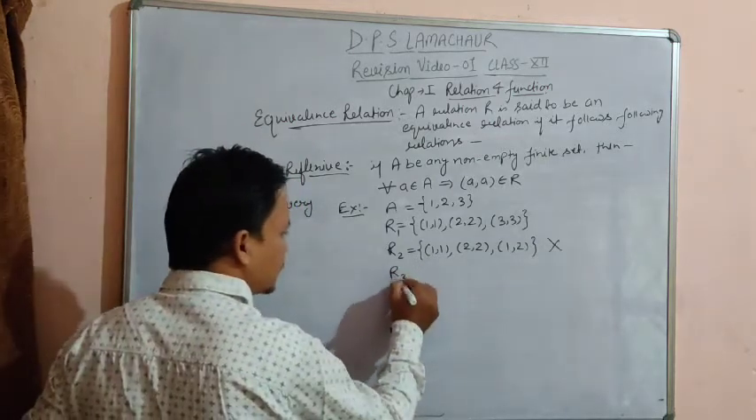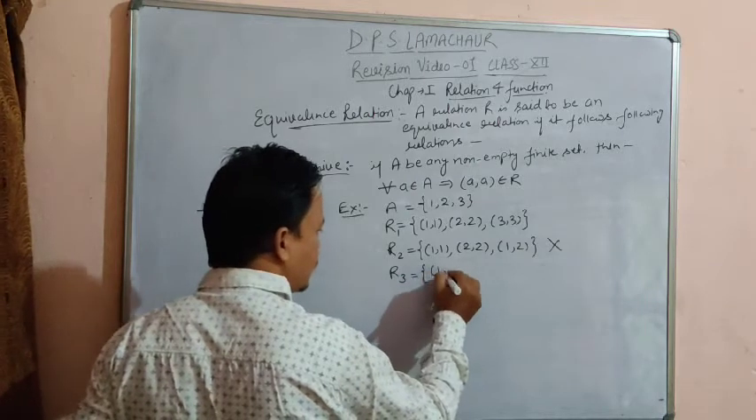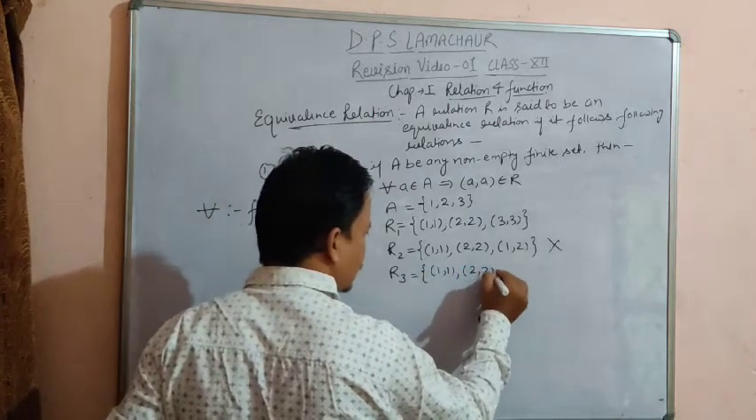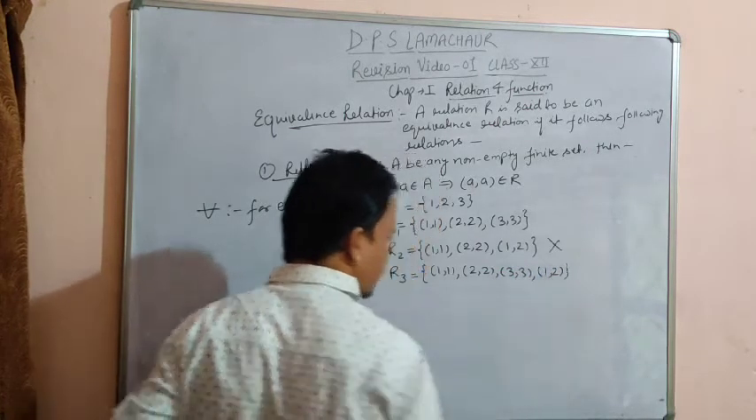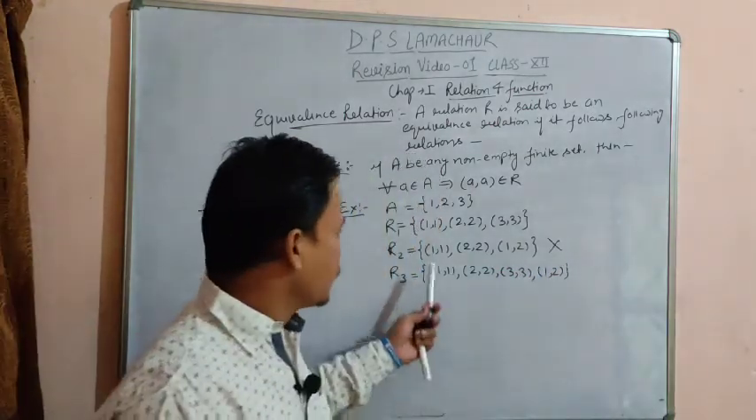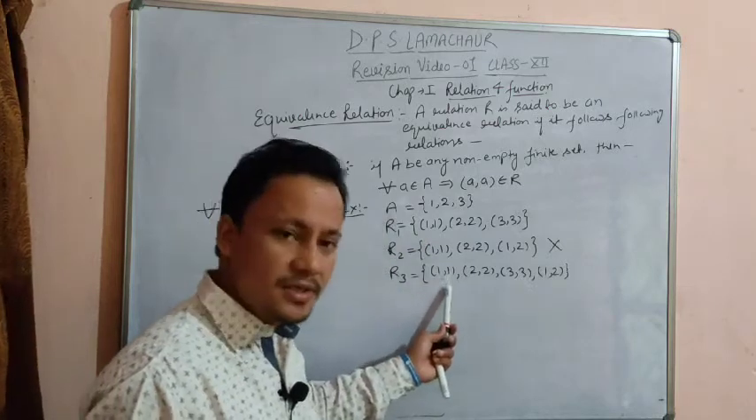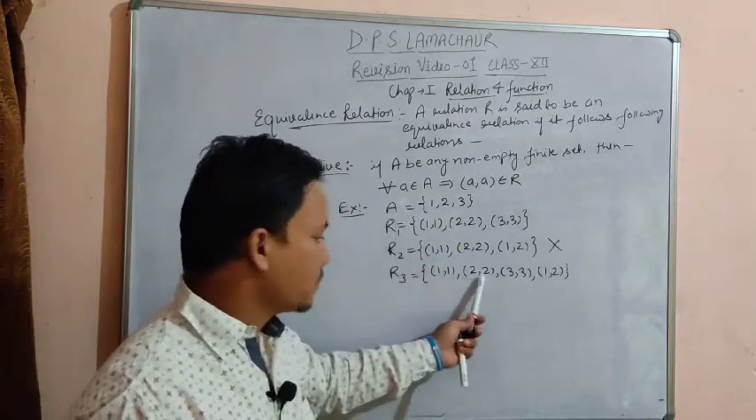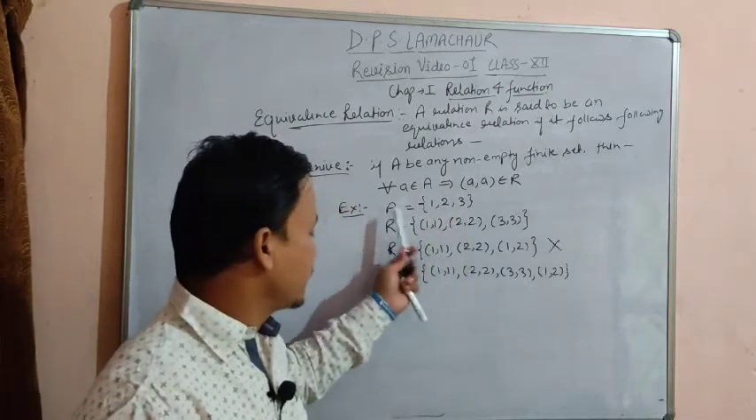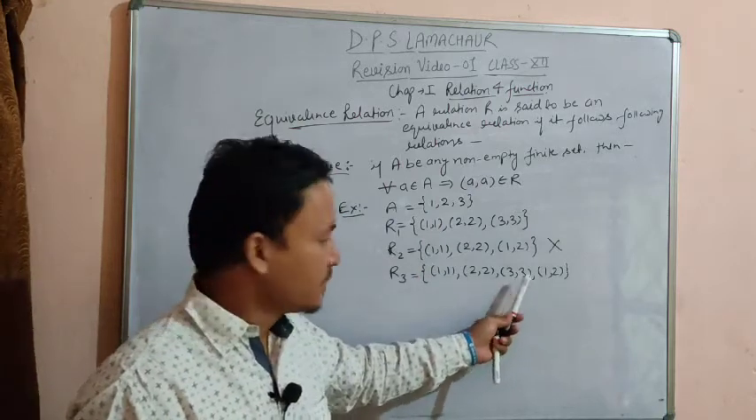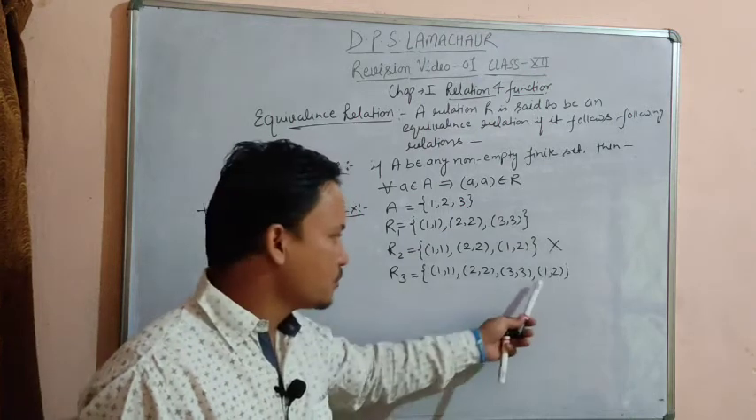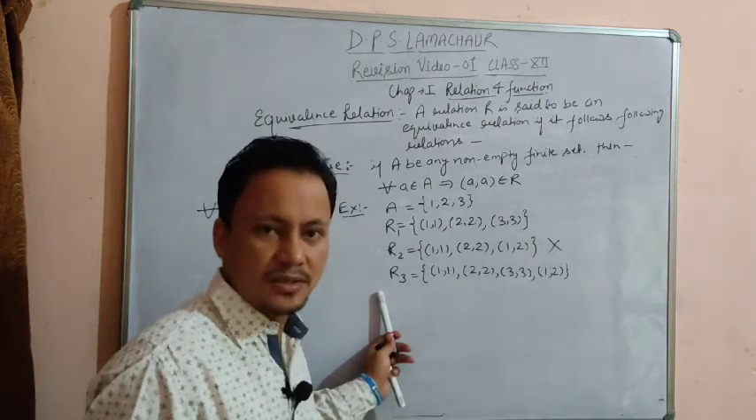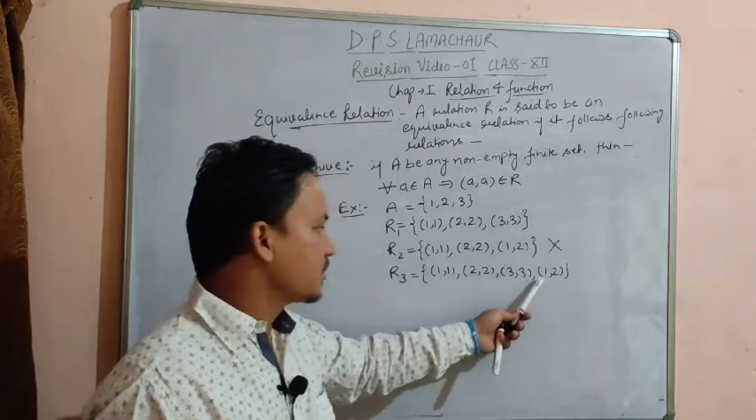We can take another relation R3, suppose 1 comma 1, 2 comma 2, 3 comma 3 and 1 comma 2. Now see, 1 belongs to set A, so 1 comma 1 is here. 2 belongs to set A, so 2 comma 2 is here. 3 belongs to set A, so 3 comma 3 is here. It doesn't matter whether 1 comma 2 is an element of this relation.